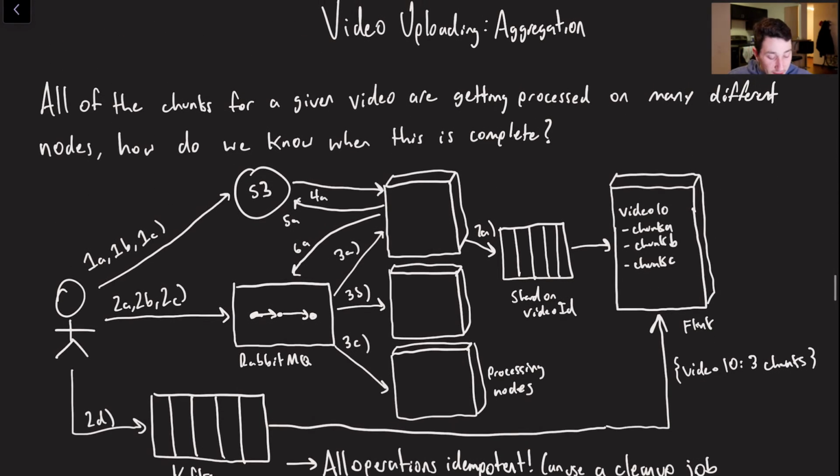Okay, so now this is where things start getting kind of complex, which is that we are going to talk about aggregation. So we've got a bunch of different processor nodes, right? Processor, blah, blah, blah. And they're going to be outputting a bunch of different copies of every single chunk. And considering that these are all distributed nodes, how can we actually figure out when a video has had all of its chunks finished processing?